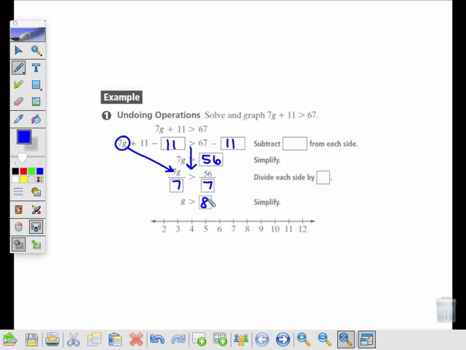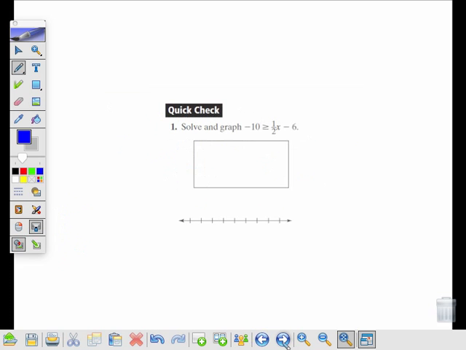Now you will have to graph this, so remember if it's greater than or less than, you have an open circle. If it's greater than or equal to or less than or equal to, you have a closed circle. Then you have to have an arrow going in the direction that makes it true. So since it's just greater than 8, I'm going to have an open circle because it's not exactly 8. And then g has to be greater than 8. So I want my arrow pointing towards all the numbers that are greater than 8.